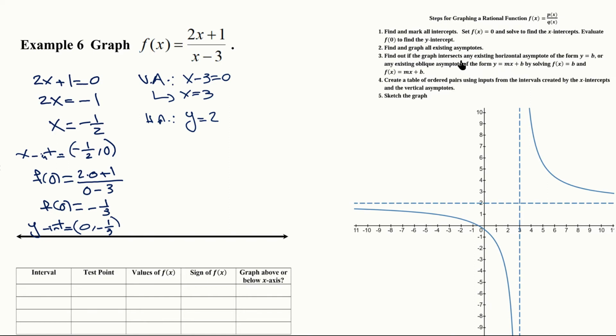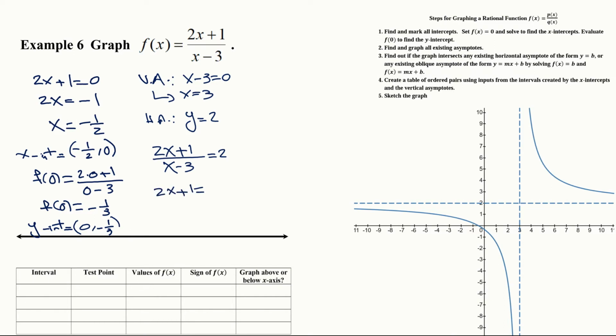Now we're going to find out if the graph intercepts any existing horizontal or oblique asymptote. There are no oblique asymptotes for this graph because the degree of the numerator is not greater than the degree of the denominator. So we're going to see if it crosses the horizontal asymptote by setting the function value equal to 2 and solving, right? So we get (2x plus 1) over (x minus 3) equals 2.